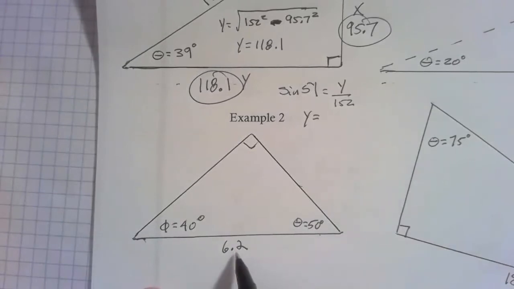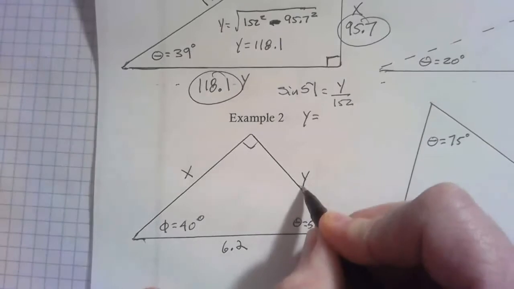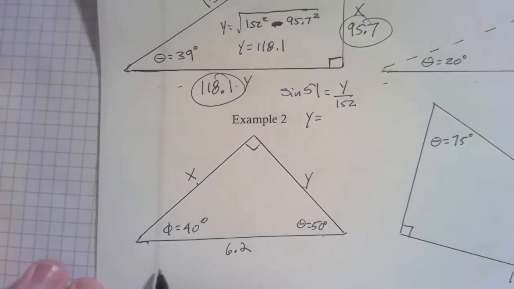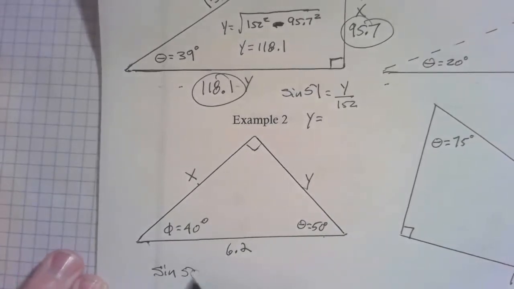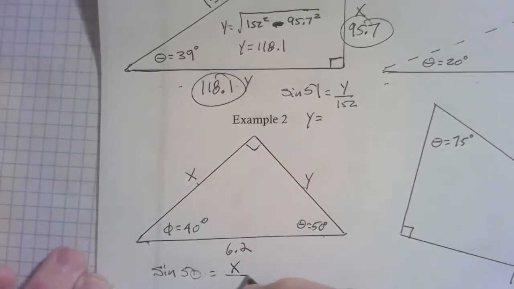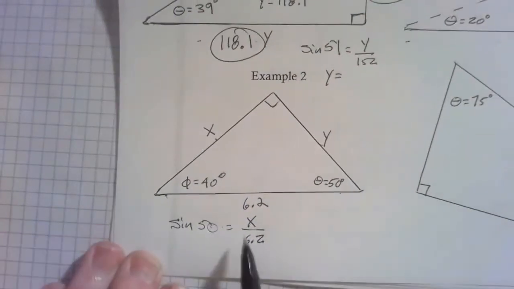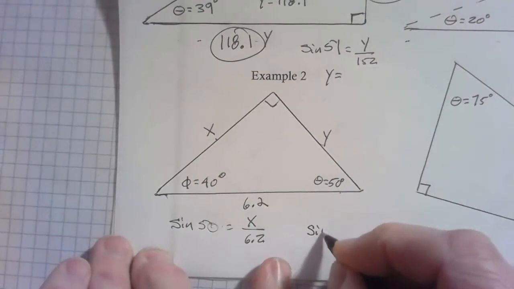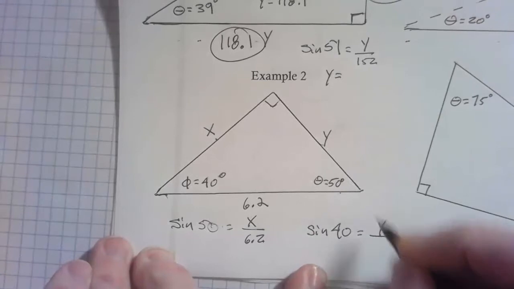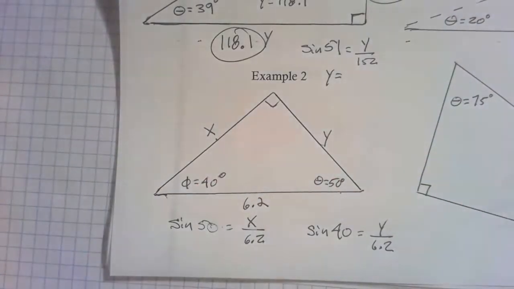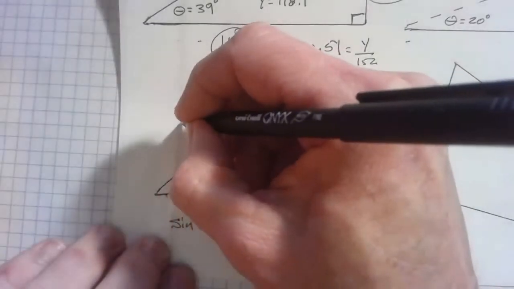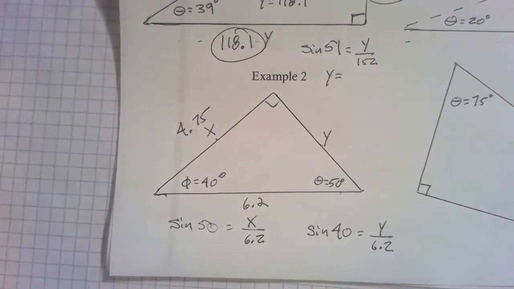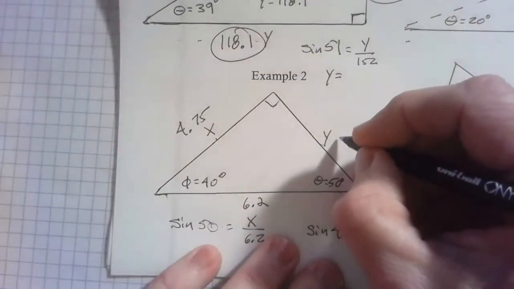If I stay on this angle, this is the hypotenuse, so I'm going to call this x and this y. This is the opposite side for the 50. So one thing I could do is go sine of 50 degrees equals x over 6.2, and solve that for x. At the same time, I could also say that the sine of 40 degrees is equal to y, the opposite side for it, over 6.2, and solve that. So 6.2 times the sine of 50 gives me x is 4.75, and 6.2 times the sine of 40 gives me 3.99, basically 4.